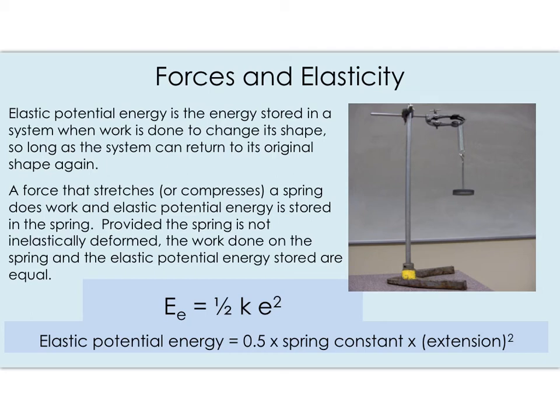equal. So this could be one of those equations that you're asked to combine. Work done is force times distance, which would maybe give you your elastic potential energy, and you might be expected to work out E, for example, using this equation here. This equation you don't need to learn, it's given on the equation sheet, and that's elastic potential energy is equal to 1/2 times spring constant times the extension squared.